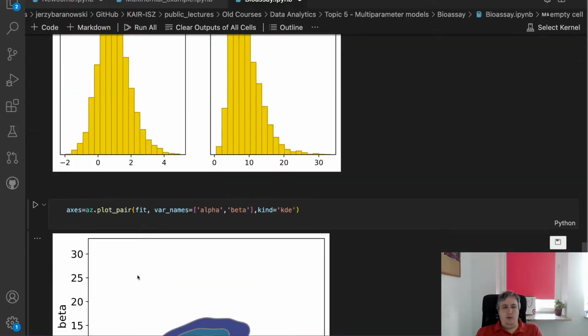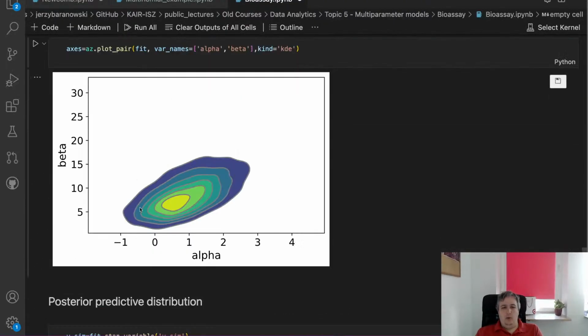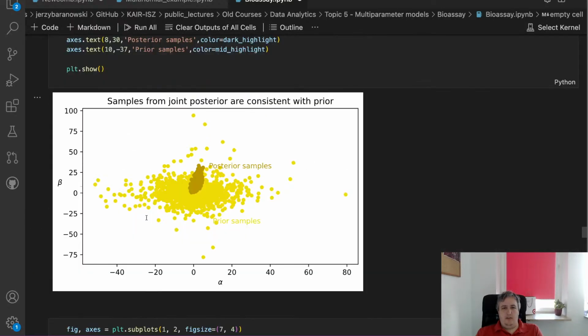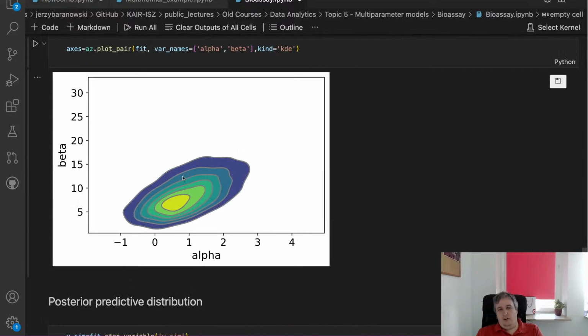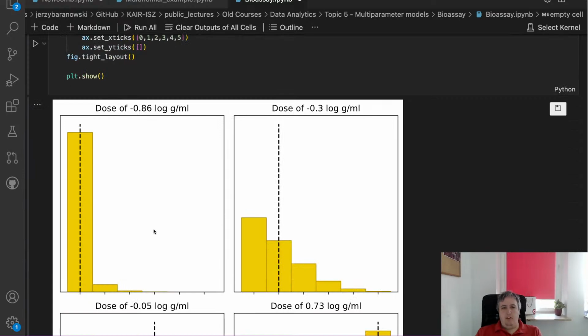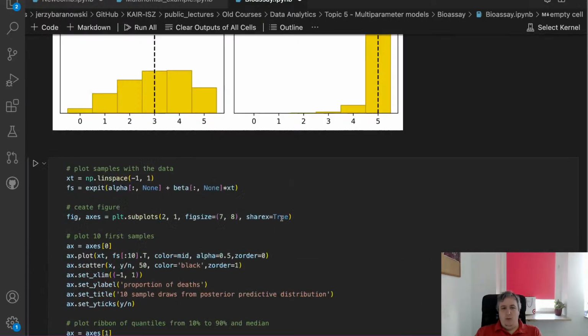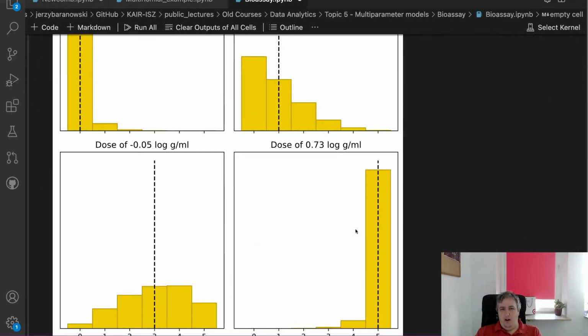Instead of samples, we can use the kernel density estimator to create such a nice plot. But the problem with scales is always an issue, because we have different scales here, so it looks different. When we compare it to the prior predictive distribution, we can see that it's not that bad. We captured the lower and upper ends very well.